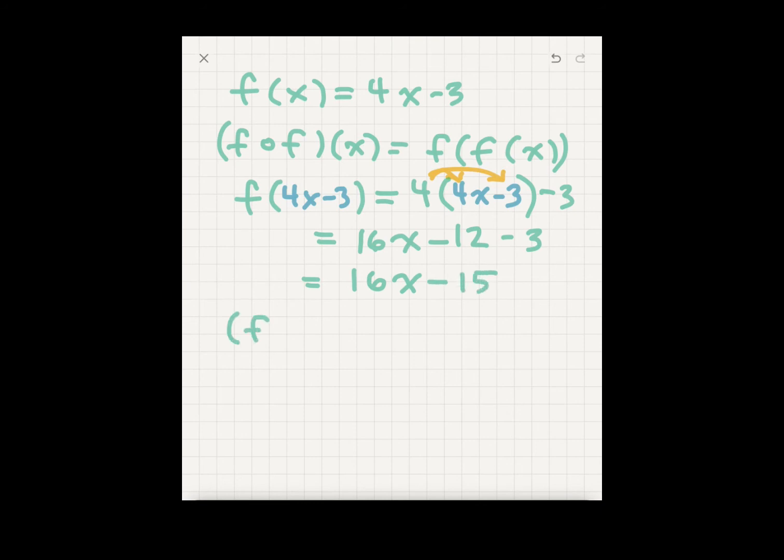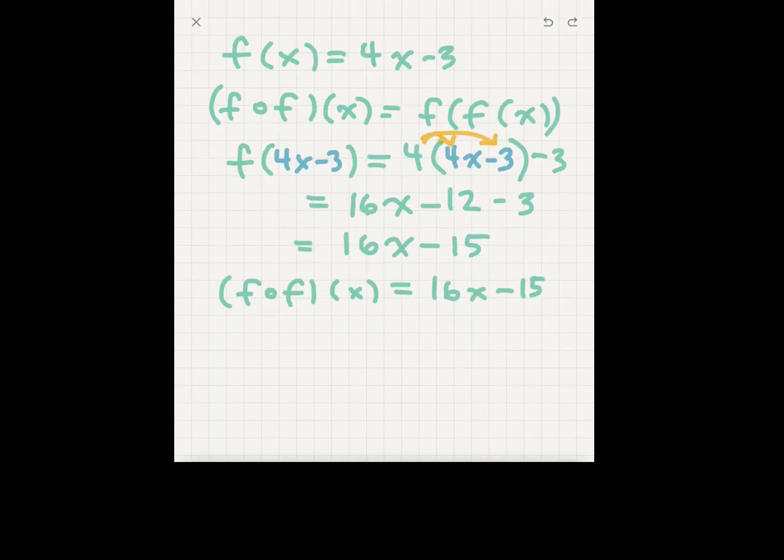So f composed with f, let's make that look like a composition symbol, f of f of x is the new function 16x minus 15. Okay, I'm going to do a little spot check on this, so I'm going to plug a number into this and just see what happens. If you plug 0 or 1 in, your example is more likely to fail on you. So I'm going to go ahead and pick 2 to plug in. So instead of x, I'm going to plug in the number 2.